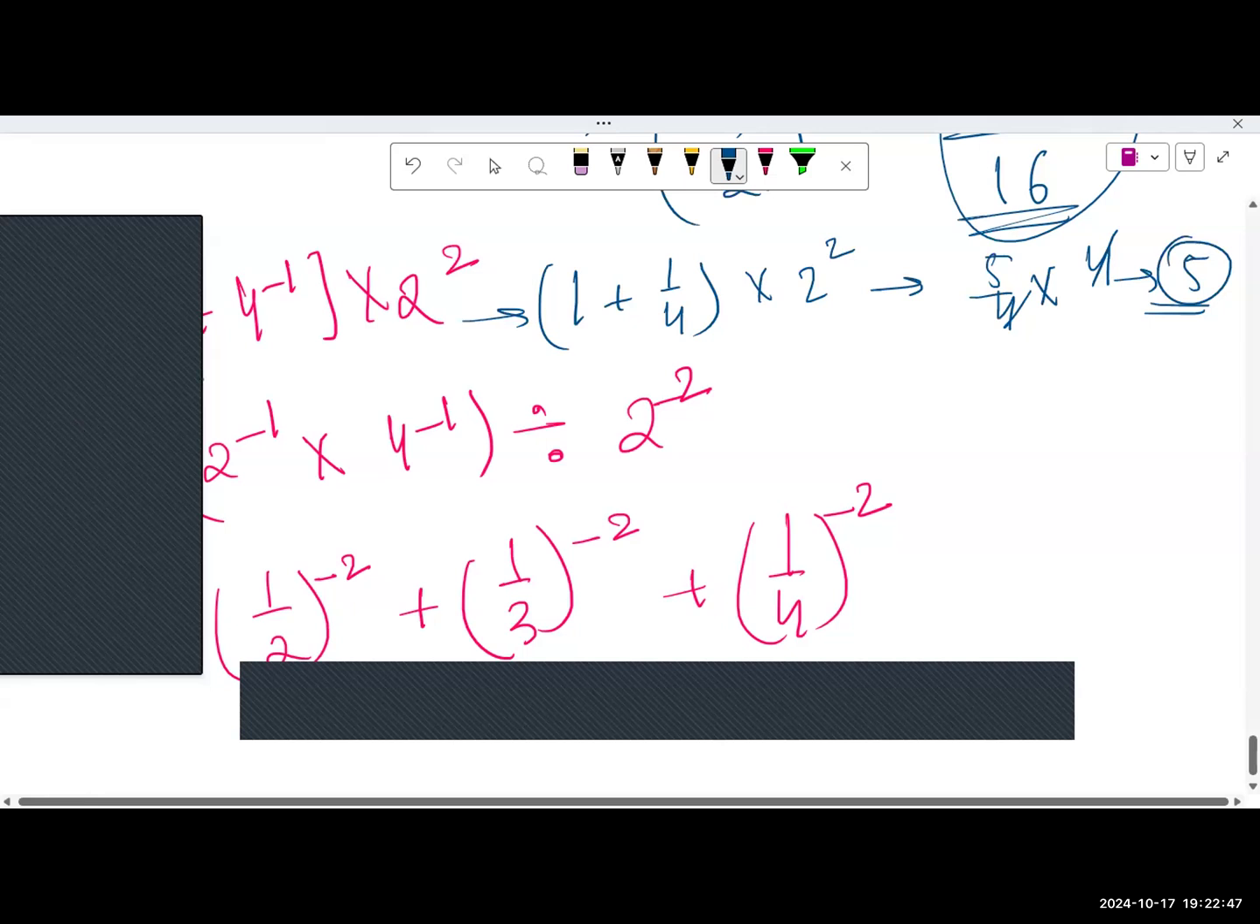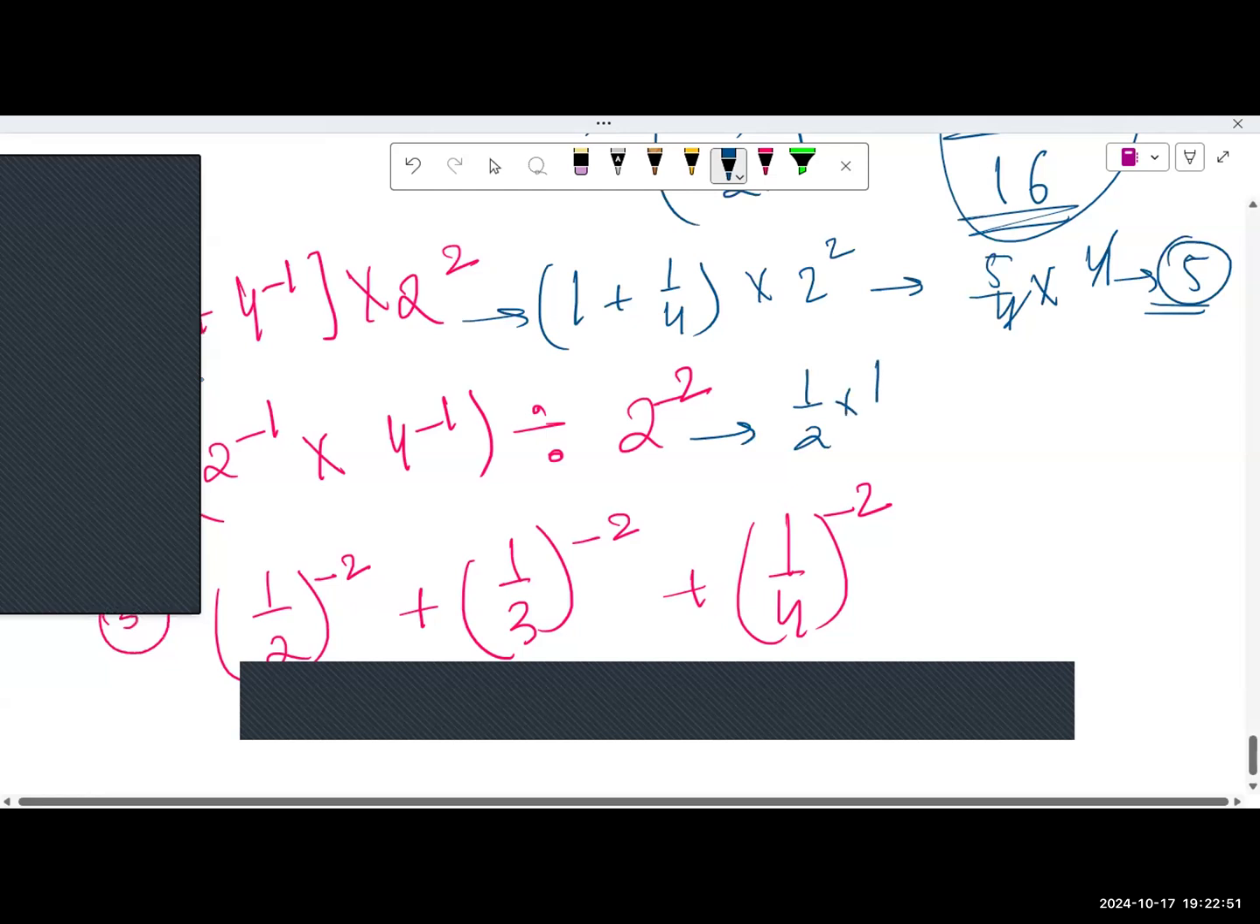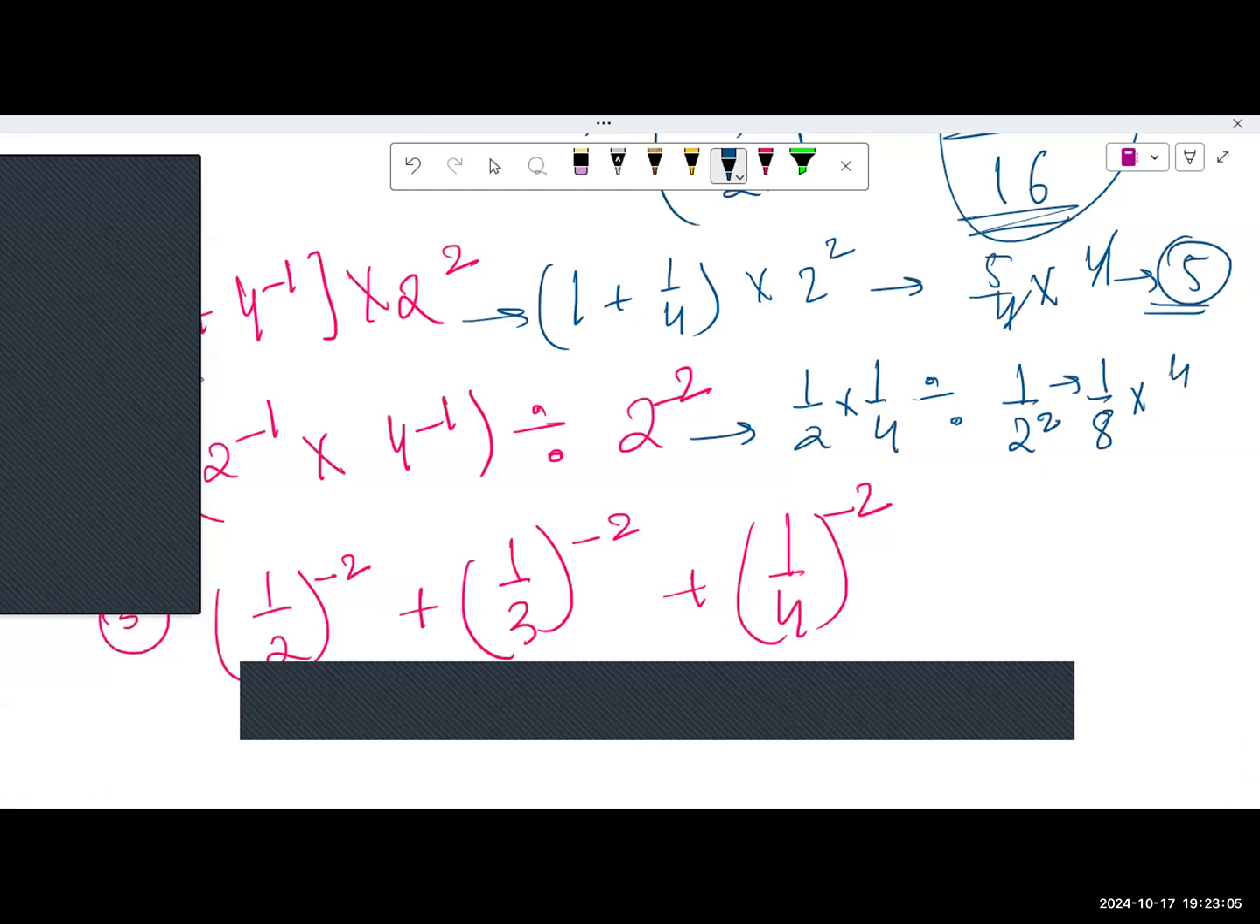Then you have 2 to the power minus 1. So it will be like 1 by 2 into 1 by 4 divided by 1 by 2 to the power 2. So you'll have 1 by 8 multiplied with 4, because the division sign we change into multiply sign and reciprocal. So 4 by 1. So you have 2... So your answer is 1 by 2. Got it? Yes, ma'am, I got the answer.